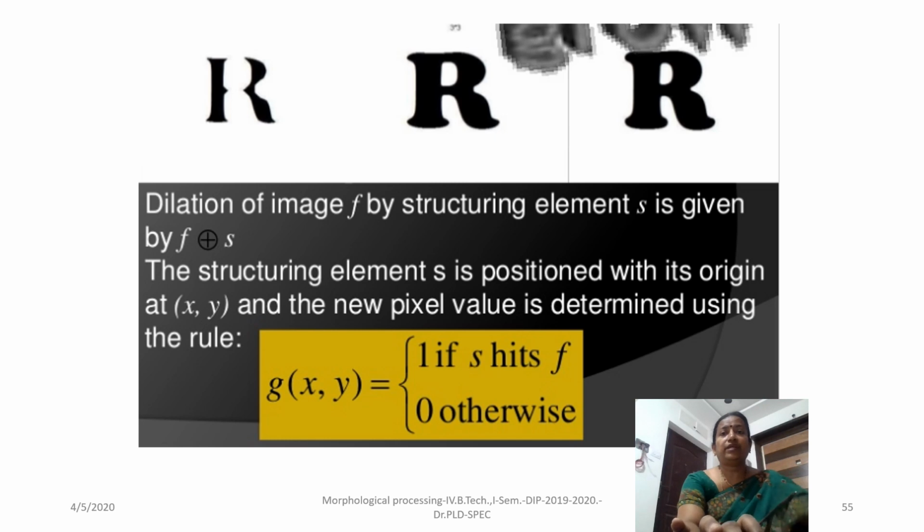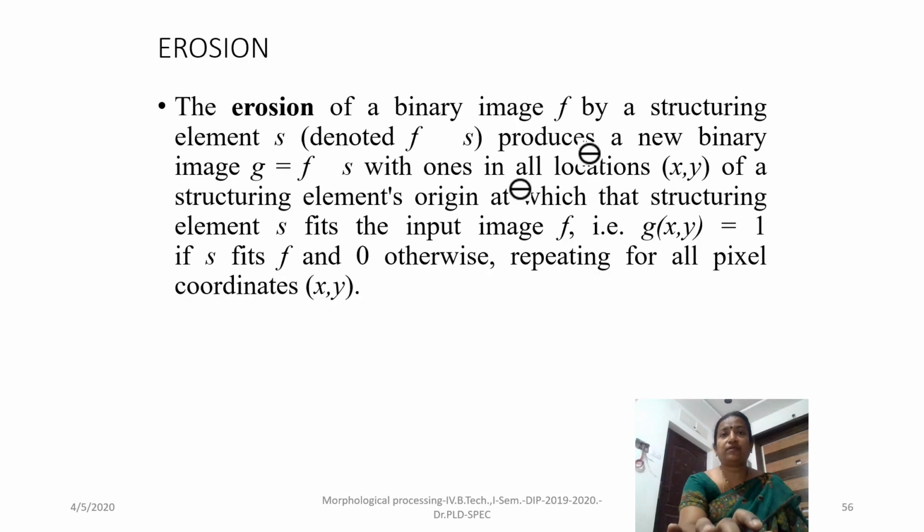G of xy is equal to 1 when the structuring element hits F, otherwise 0. Based on this phenomenon, we have completed the dilation operation. Coming to the erosion, which is opposite to that, how do we denote this erosion operation? F is an input image, S is the structuring element.